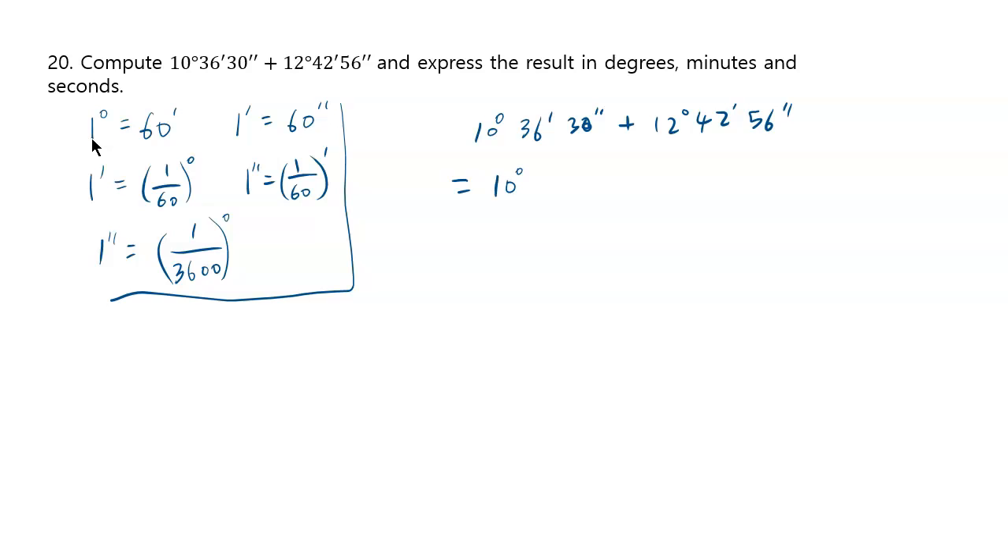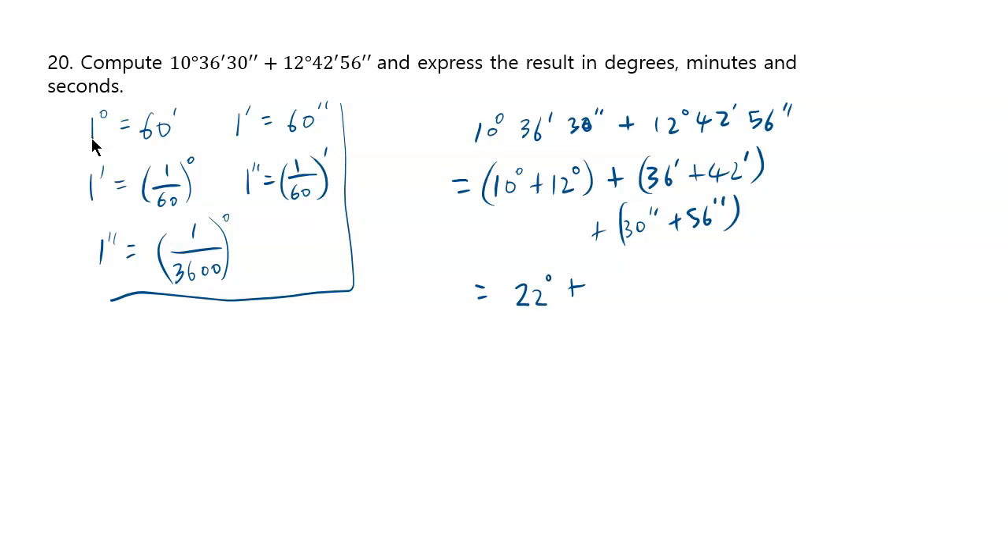Okay, so 10 plus 12 degrees, then 36 minutes and 42 minutes, and then you have 30 seconds and 56 seconds. So you have these two angles. When you add them up, you can just add the degrees together, minutes together, and seconds together. Degrees would add up to 22. The minutes, this will be 78. And 5 plus 3 will be 8, so 86 seconds.